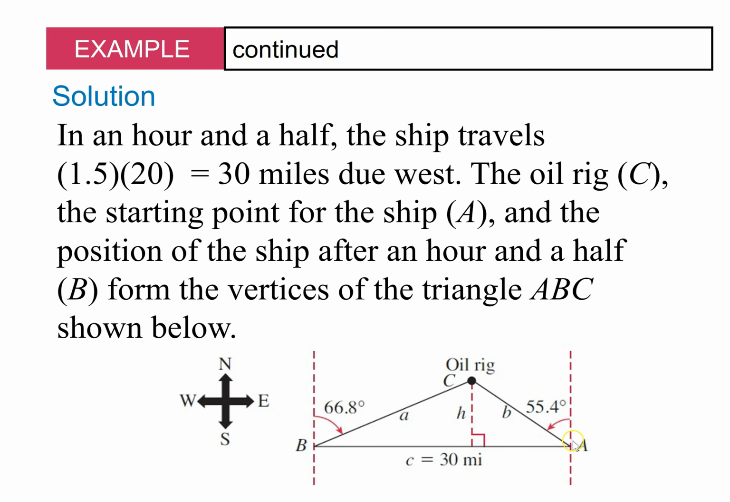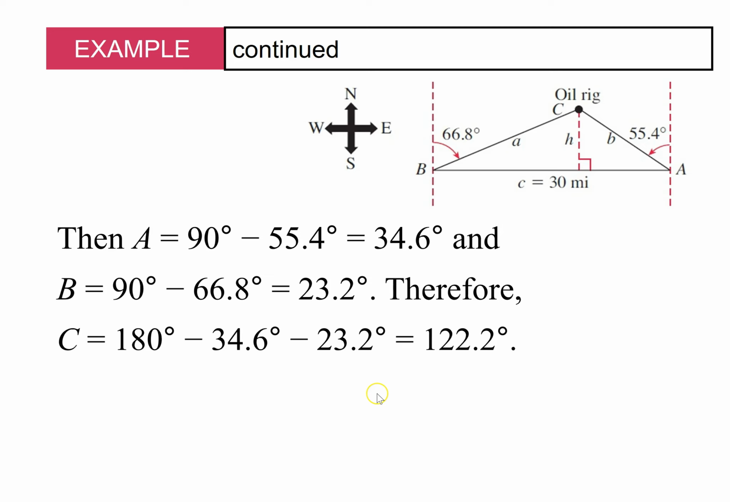So here are our two observations. Point A right here is where the ship was. Notice the oil rig is up here, 55.4. And then a little bit later, it records the bearing again. Now it's north, but then it's 66.8 east. And so there's your legend for your directions there. All right, let's do some calculations.